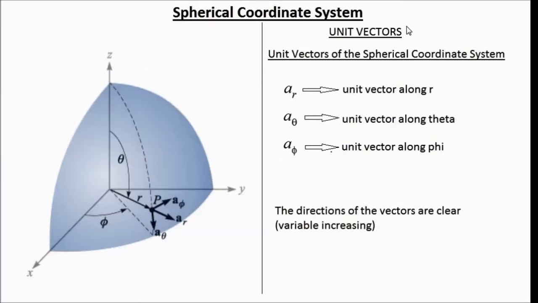Let's look at the unit vectors of the spherical coordinate system. The a_r, a_theta, and a_phi are the unit vectors of the spherical coordinate system. So a_r is a unit vector along the r direction, as shown here. And a_theta is the unit vector along the theta direction, the increasing direction of theta. So a_theta is that way, as shown. And a_phi is in the direction of increasing phi. So these are the unit vectors and their directions.